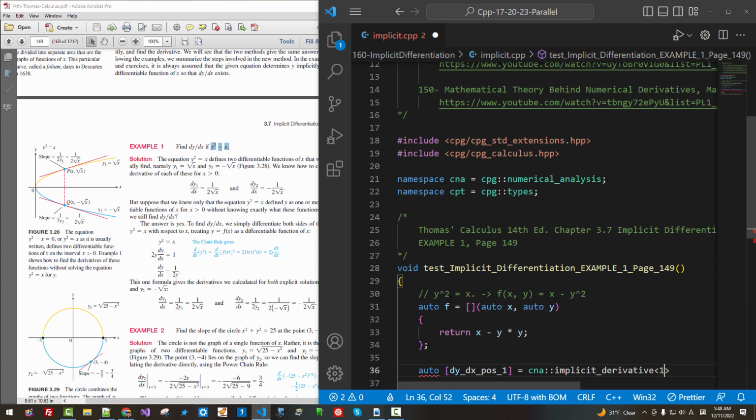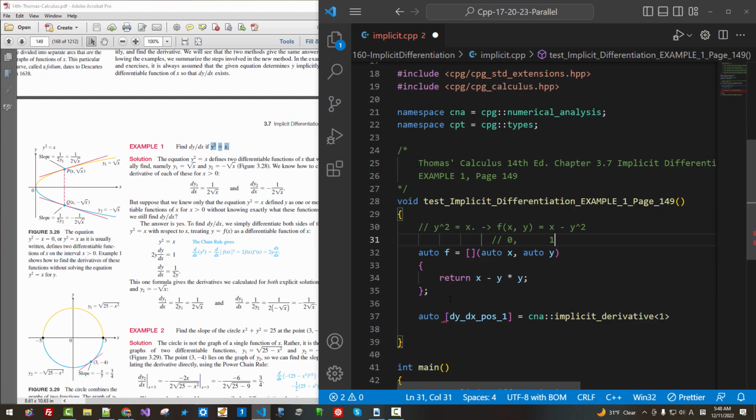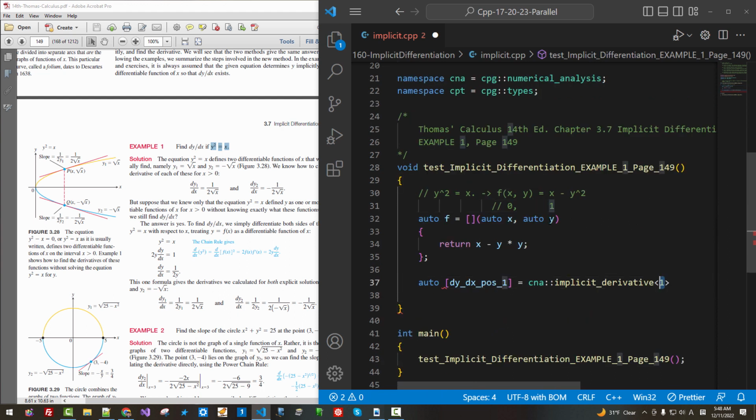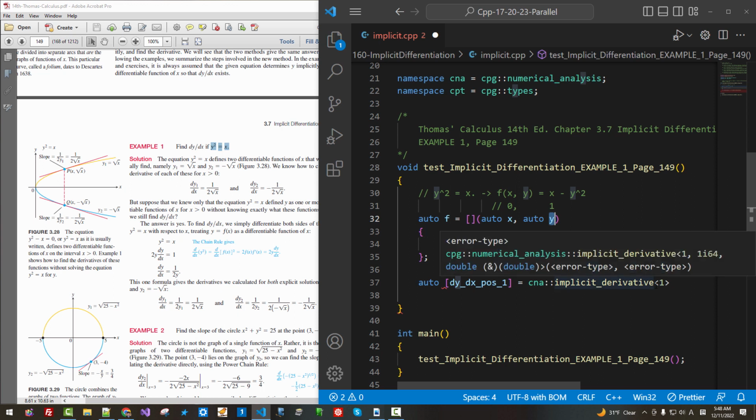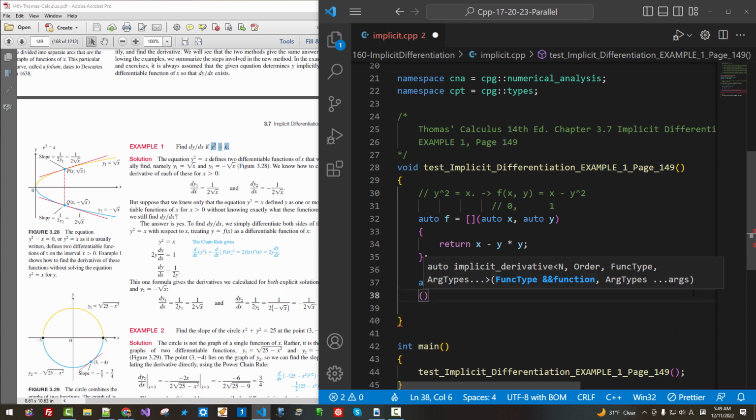We pass 1. It means variable x's position is 0. Variable y's position is 1. So this 1 represents variable y. It instructs to compute dy over dx. Then we pass function f at point x is 1, y is 1.